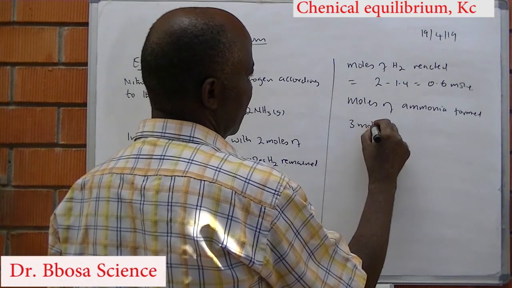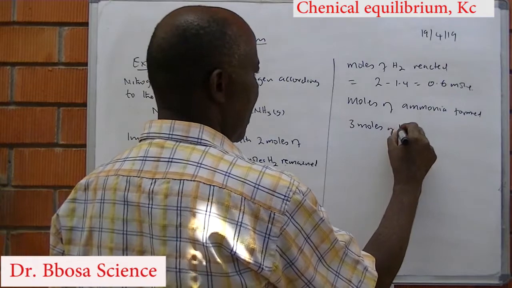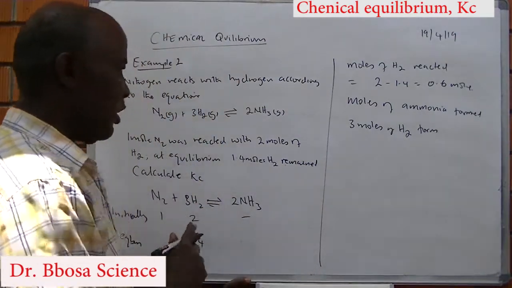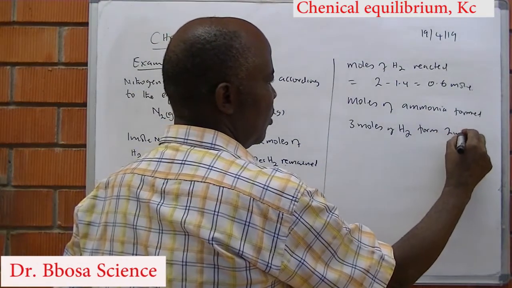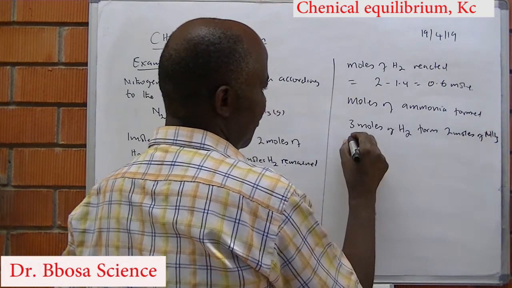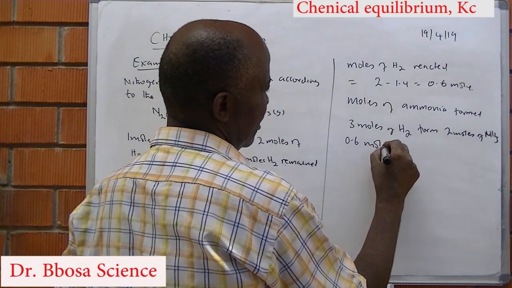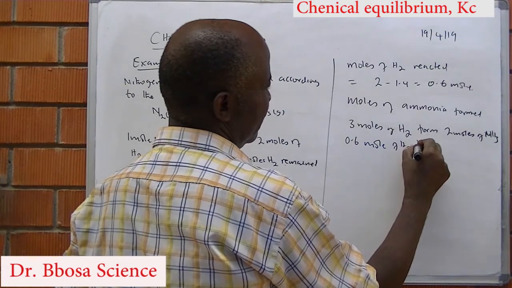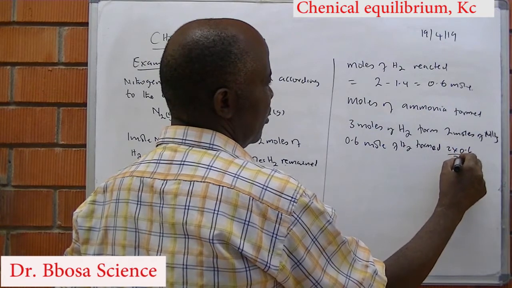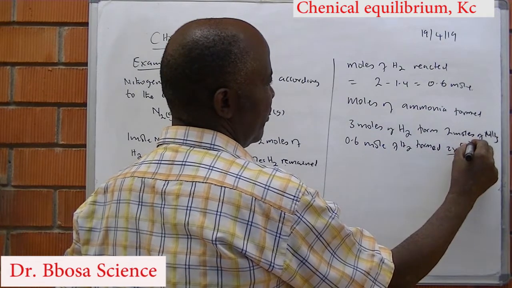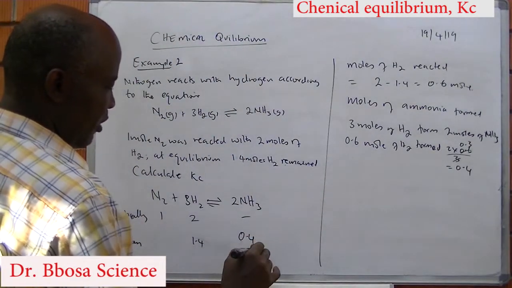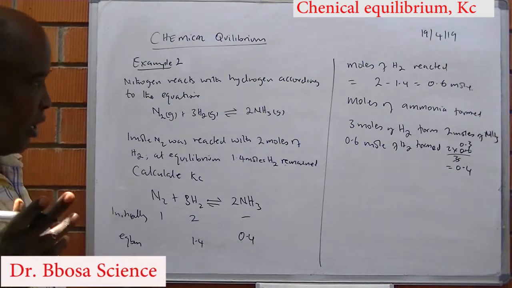3 moles of hydrogen form, from this equation, 2 moles of ammonia. Therefore, 0.6 moles of hydrogen form 2 times 0.6 over 3, which is equal to 0.4. So 0.4 moles of ammonia were formed.